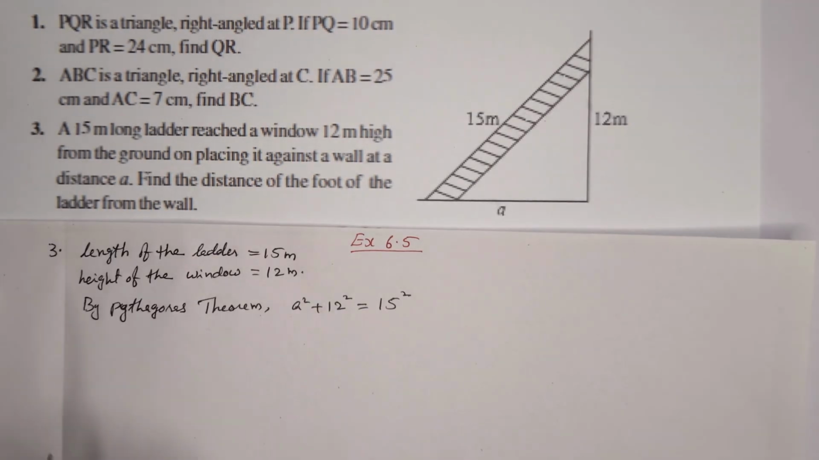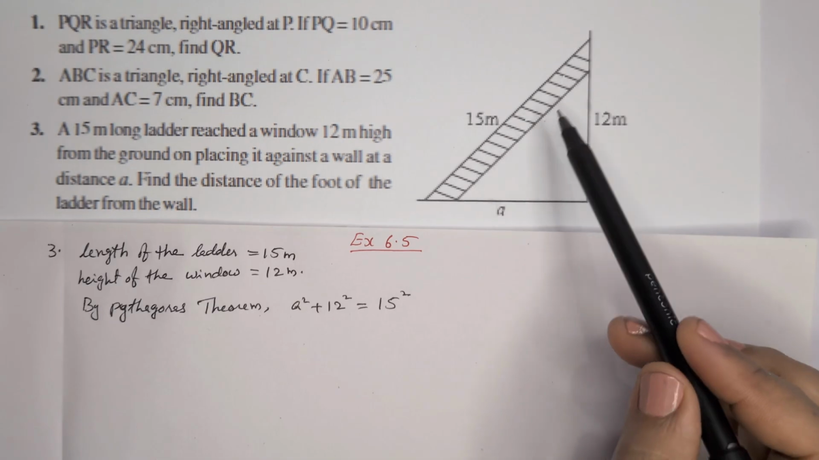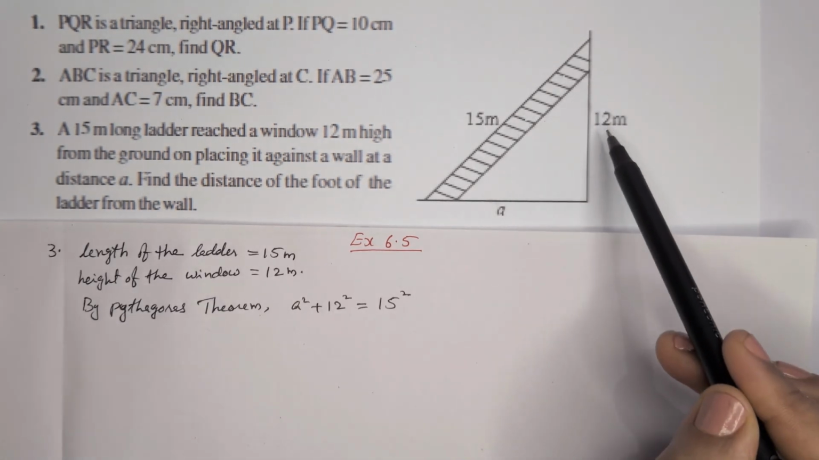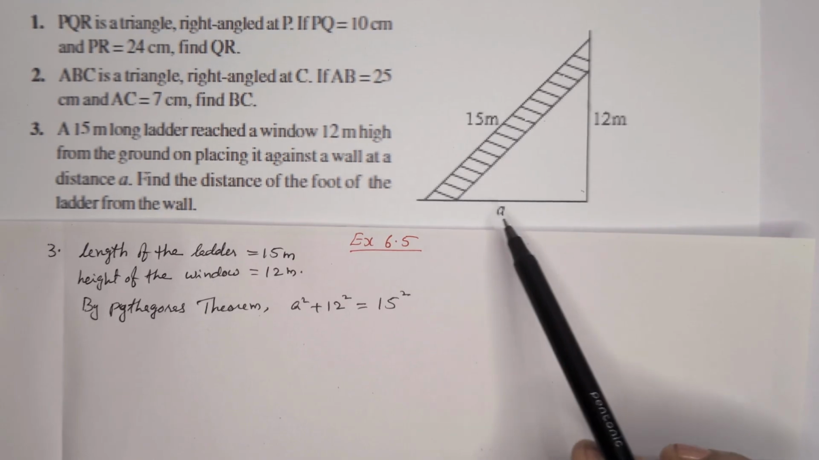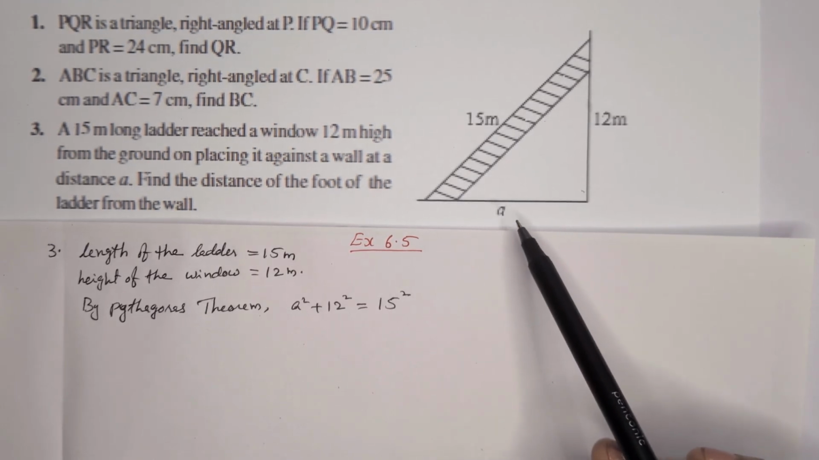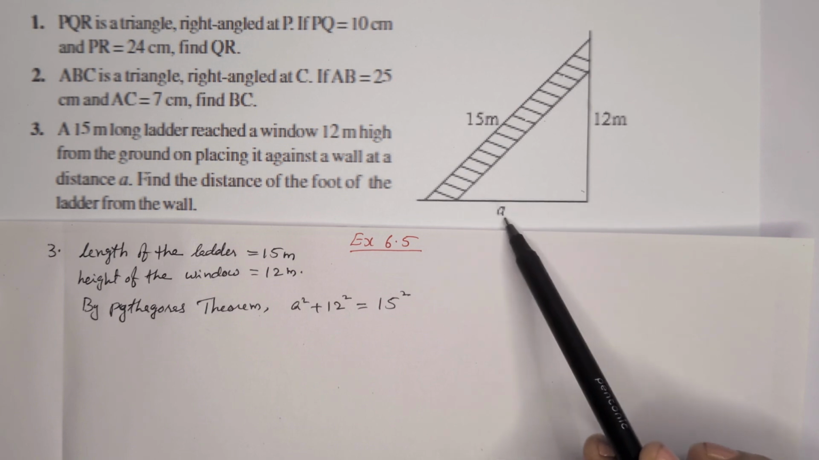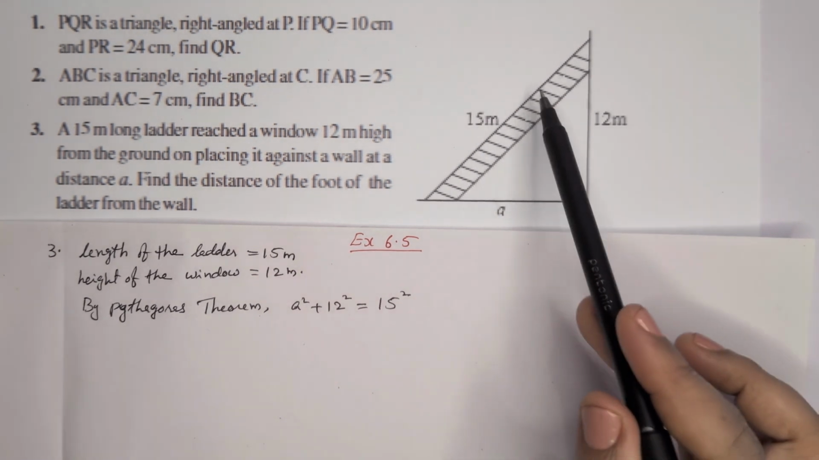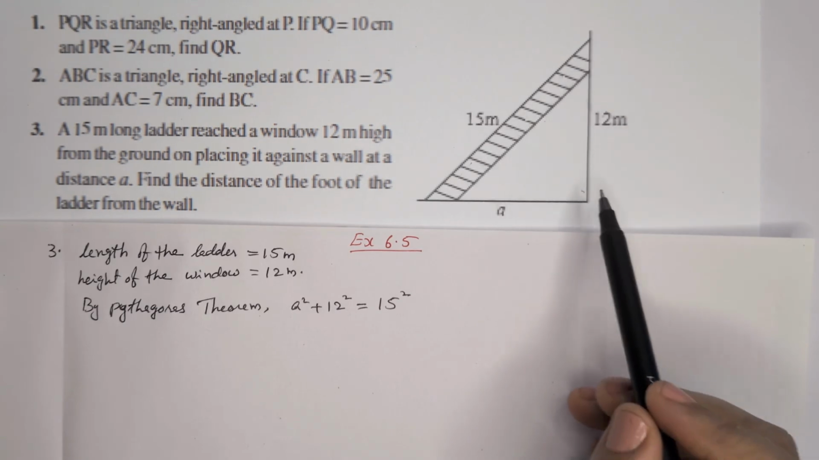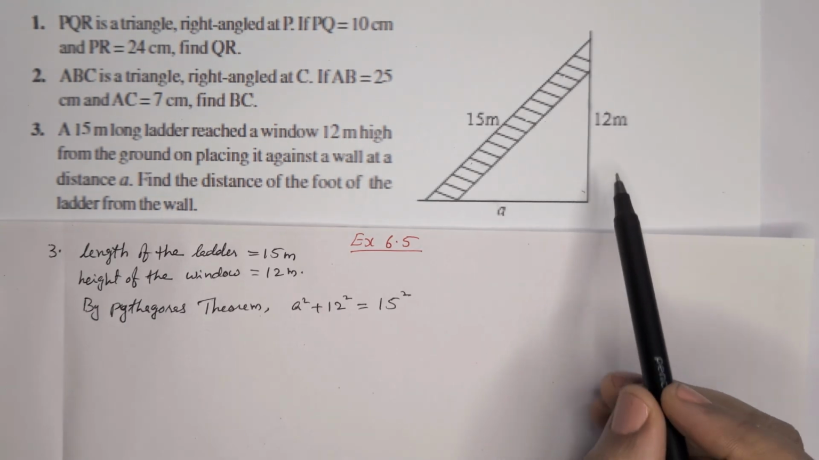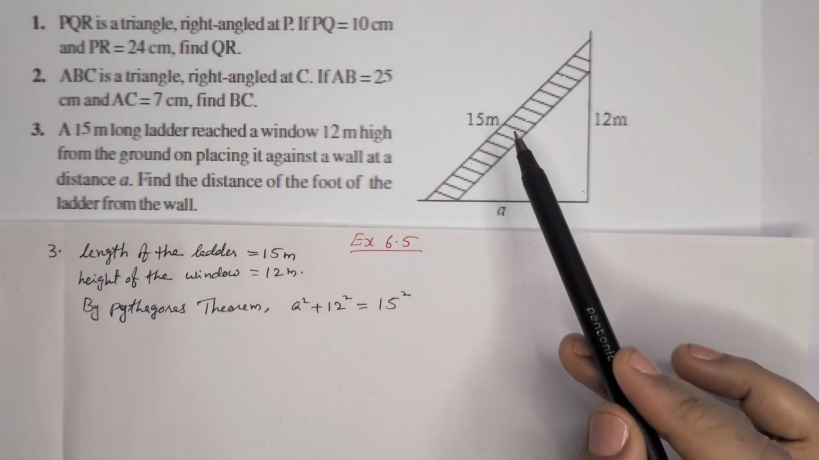Third question: a 15-meter long ladder reached the window at a 12-meter height from the ground on placing it against a wall at a distance A. Find the distance of the foot of the ladder from the wall. So we have to find A. We can consider this a right angle triangle, with this angle 90 degrees, the altitude 12 meter, and the hypotenuse given as 15 meter.